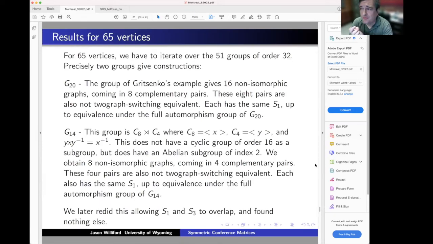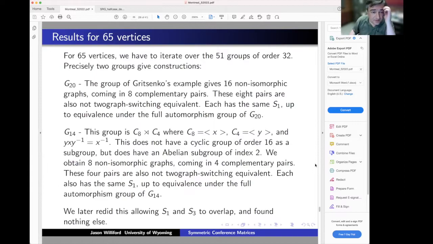First of all, for 65 vertices, we found that the group that Gritsenko used gives 16 non-isomorphic graphs coming in 8 complementary pairs, and that none of those complementary pairs are 2-graph switching equivalent. So there are 8 different 2-graphs that one is really getting from them, if you're familiar with that.